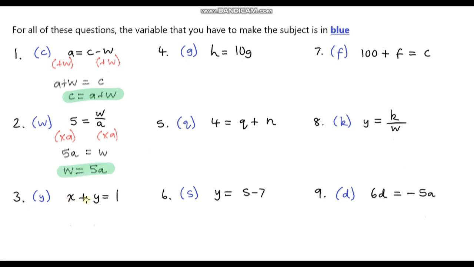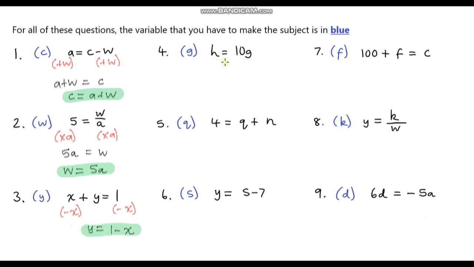Question 3, x plus y equals 1, and we need to make y the subject. So at the moment we're adding x to y, so we need to subtract x to get y on its own. So if I subtract x from the left, I need to subtract x from the right. So on the left hand side, x minus x, those cancel, so we're just left with y, which is what we wanted. And on the right hand side, we've got 1 minus x.